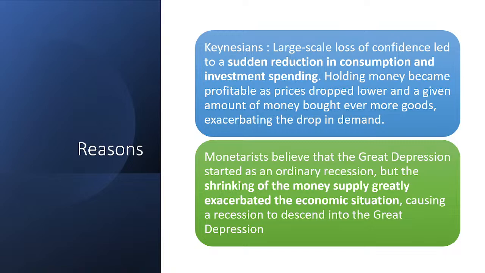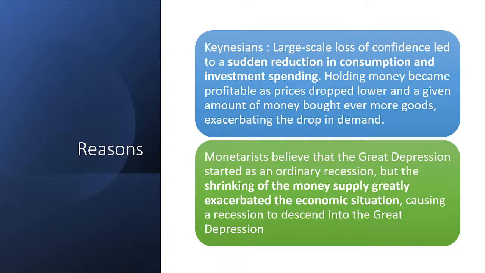Monetarism is a different school of thought for macroeconomic matters. Monetarists believe that the Great Depression started as an ordinary recession, like any other recession. Recessions could also happen without a very strong reason sometimes, and not all recessions prolong for a very long time. But the Great Depression was a very long one.